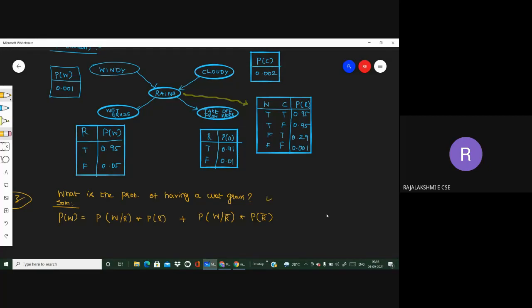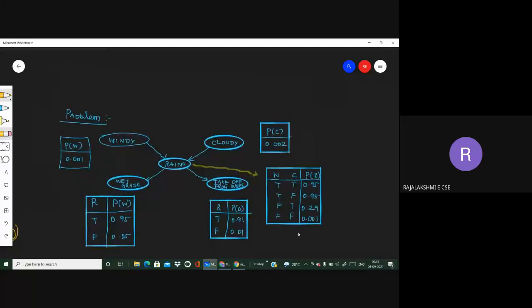And they are asking one thing: what is the probability of having wet grass? Let's calculate that probability. The probability of the wet grass, you don't need to look at the formulas. So the probability of getting wet grass depends on two things: when it rains or when it is not raining.